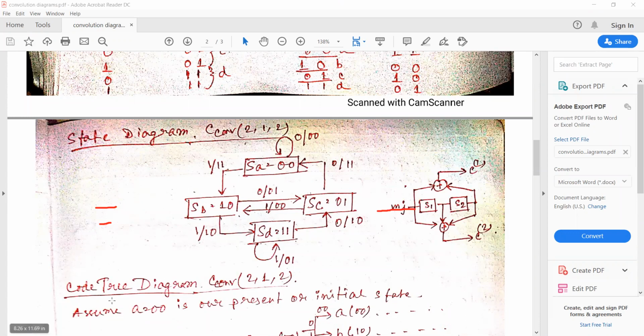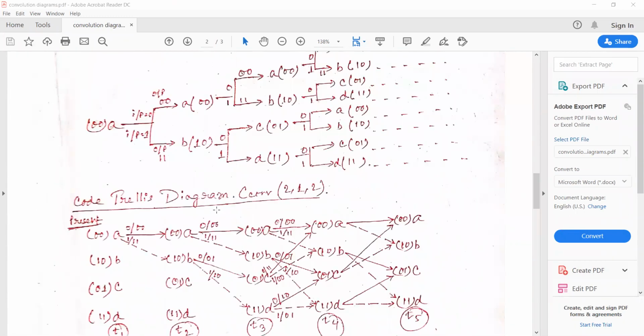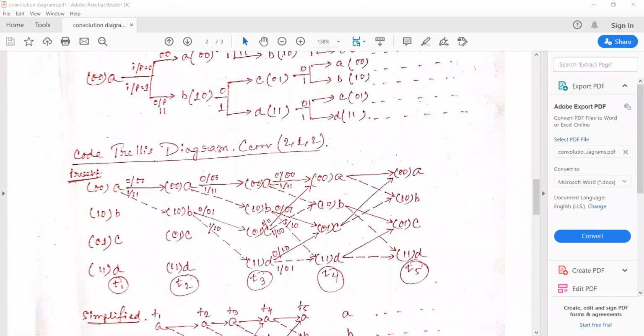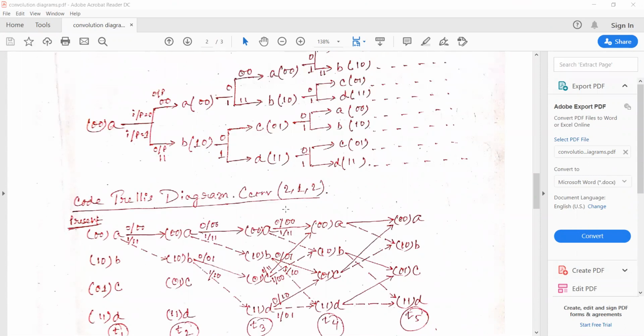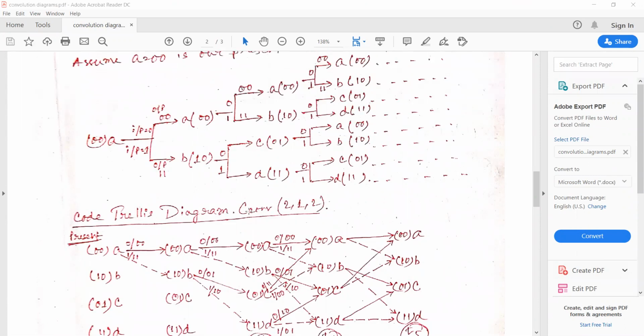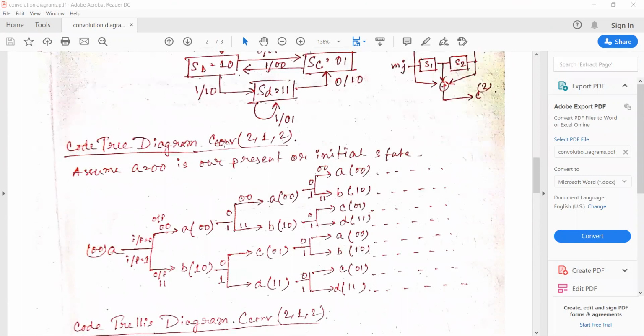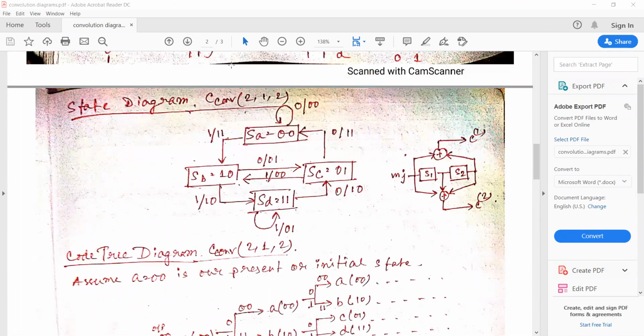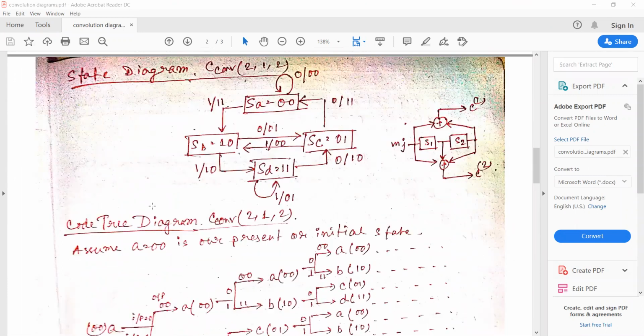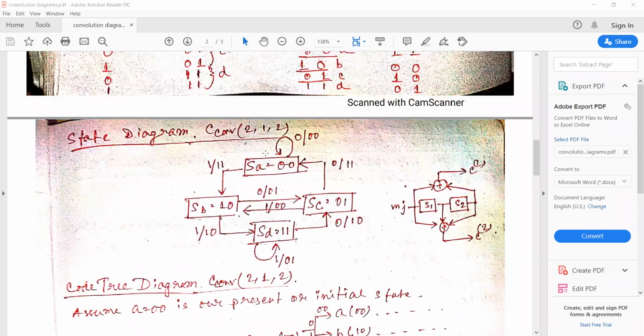This is state diagram. This is code tree diagram. The new topic is basically the code tree diagram and code trellis diagram. So this is state diagram, this is code tree diagram, and this is called code trellis diagram of the convolutional code. And for each diagram, I'm taking the same example, C conv equals 2 1 2. For each diagram, I'm considering the same example.